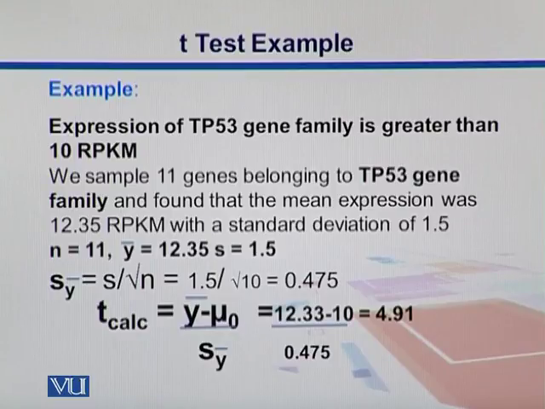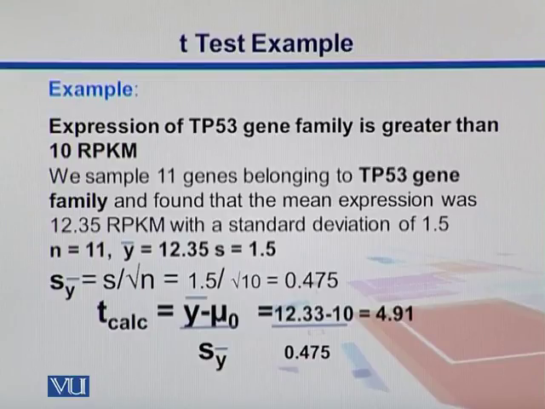The calculation for T is given as Y bar minus mu naught divided by SY bar. We call it T calculated. That is the T calculated for this given sample mean. Here it is 12.35. When we plug into that equation, we come up with the T calculated as 4.91. So on a T scale, the number we get is 4.91 for this sample mean, which was actually 12.35.